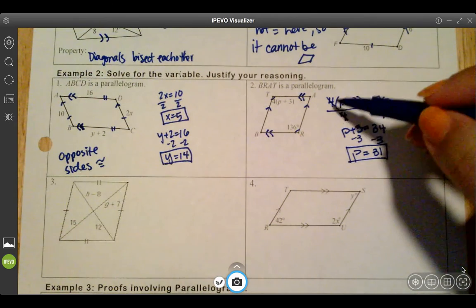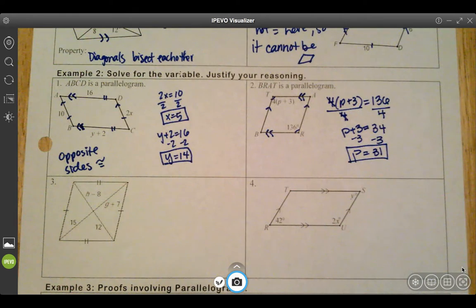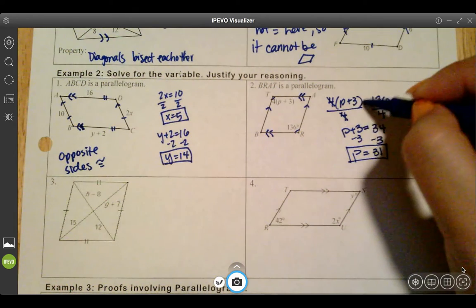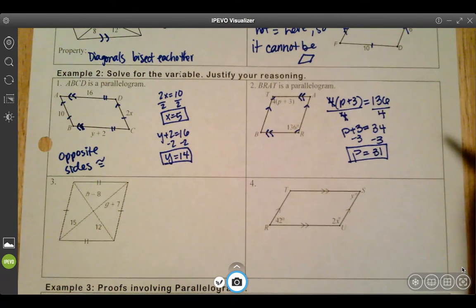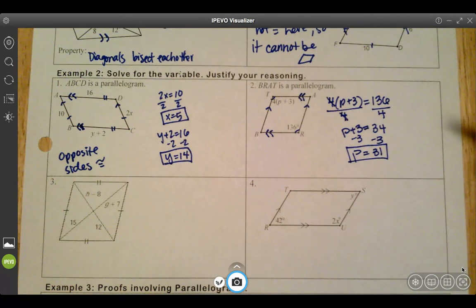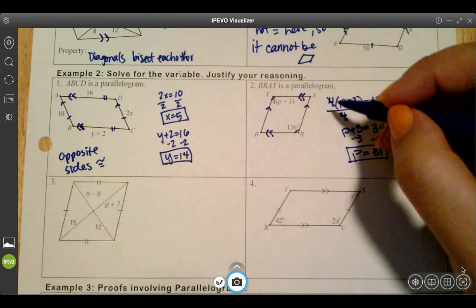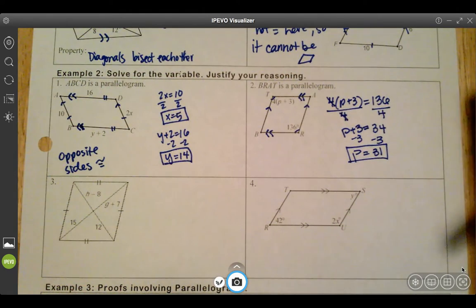Now, why can I divide by 4 and I don't have to distribute it? Because p plus 3 is one factor. That's one number together because it's in parentheses. Okay? If I did not have parentheses there, I couldn't do that. And so if that was confusing, go ahead and distribute the 4 and then continue solving the standard way. You'll subtract and then divide.